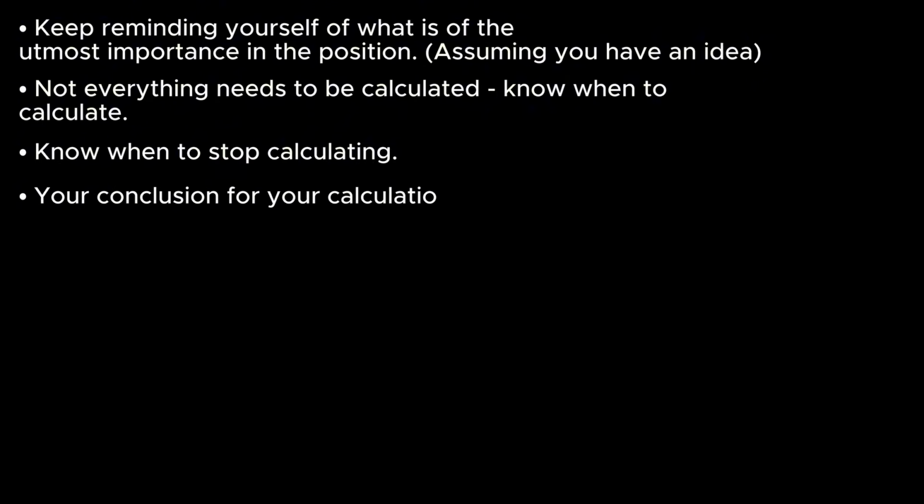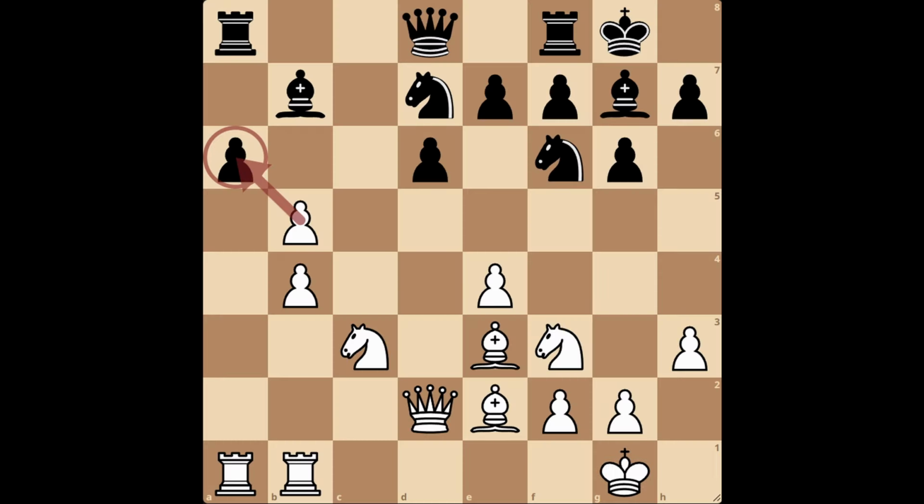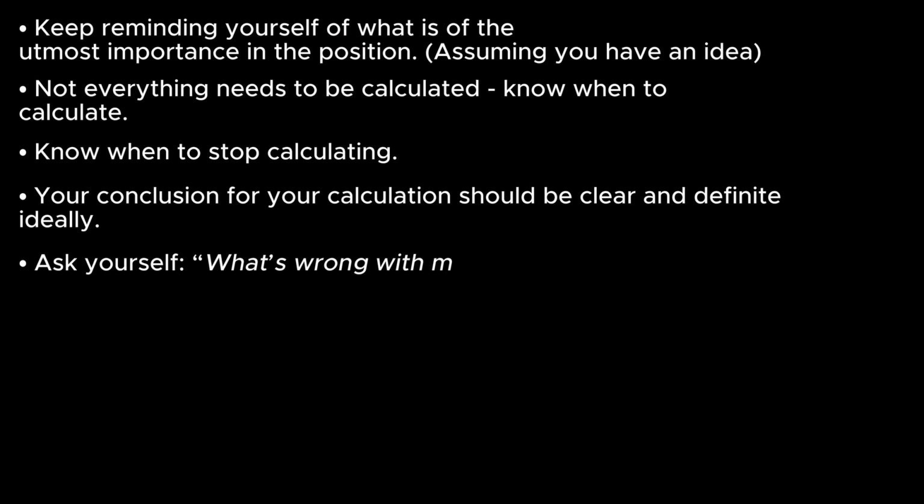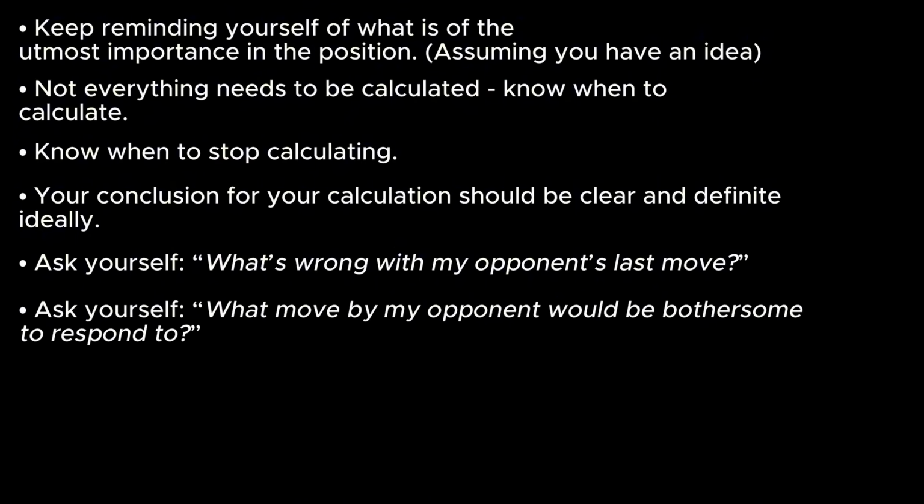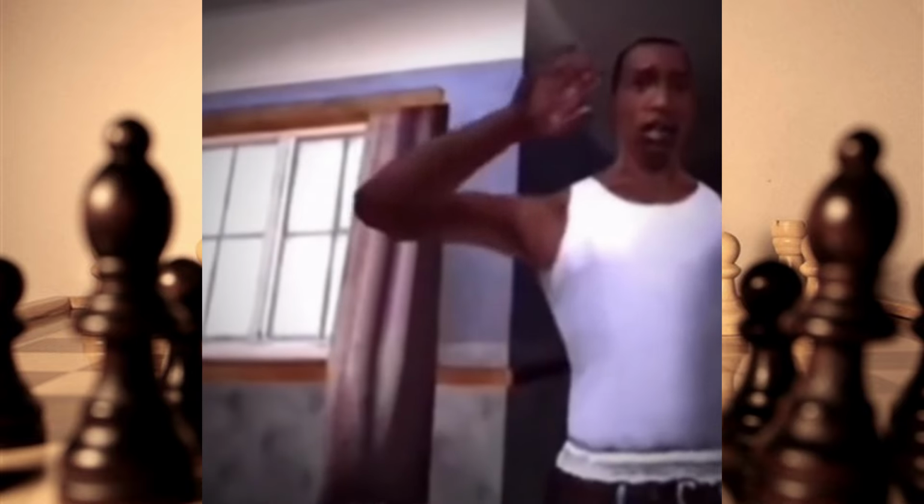Your conclusion for your calculation should be clear and definite, ideally. It may be something like, after my pawn takes on a6, I'll have two connected passed pawns supported by a lot of my pieces to be pushed while my opponent has no counterplay. I should be considerably better. Ask yourself, what's wrong with my opponent's last move? This will help you spot tactics better in actual games. Another question to ask would be, what move by my opponent would be bothersome to respond to? This question alone will save you from 30% of your future pain.